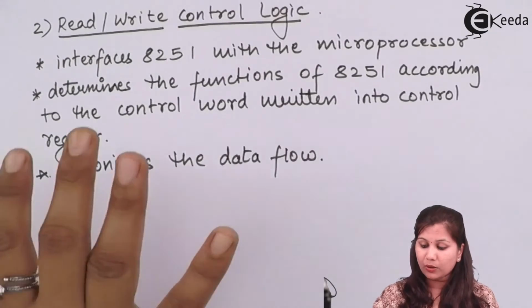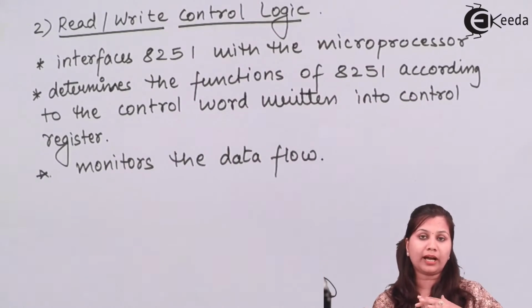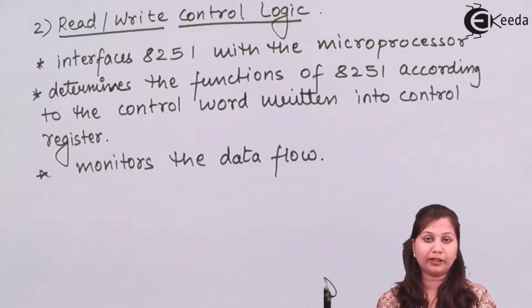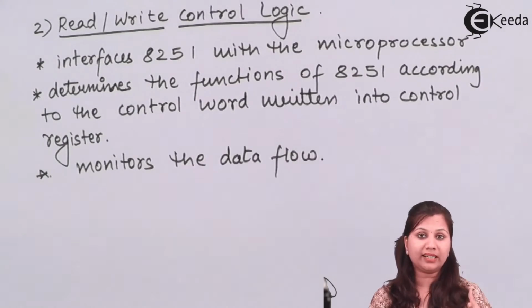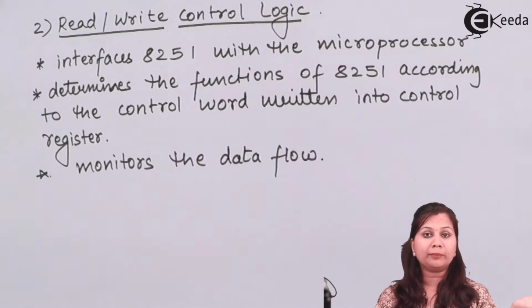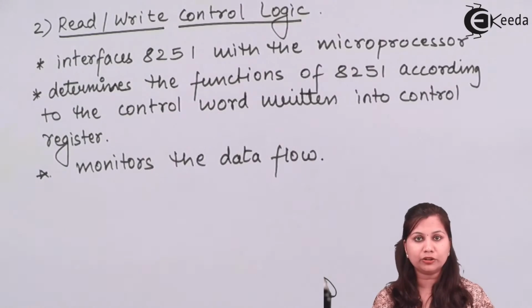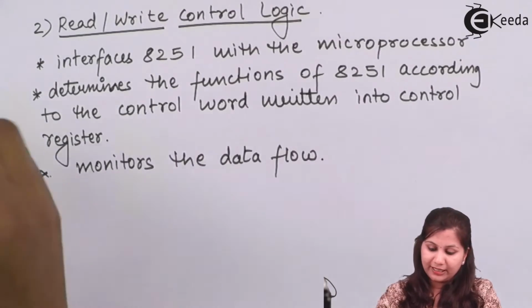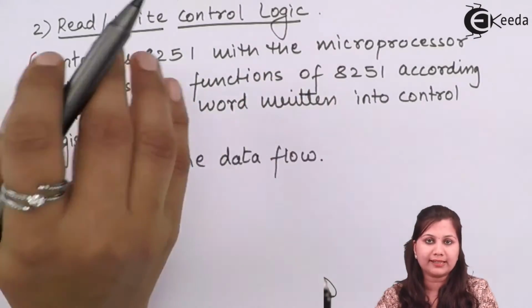Also, this read and write control logic monitors the data flow, that the data is going to flow either from the 8251 to the microprocessor or from the microprocessor to the 8251, because it has the two signals, read and write. When the microprocessor is reading, the data flow is from the 8251 to the microprocessor. When the microprocessor is activating the write signal, the data flow is from the microprocessor to the 8251. So it is monitoring the data flow also. So we can say that these are the three functions performed by this read and write control logic section.